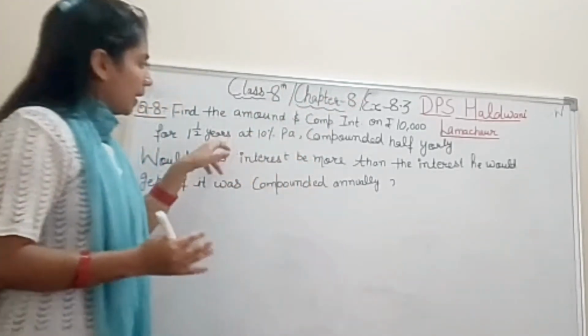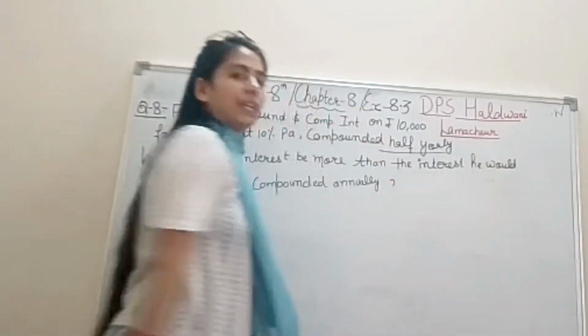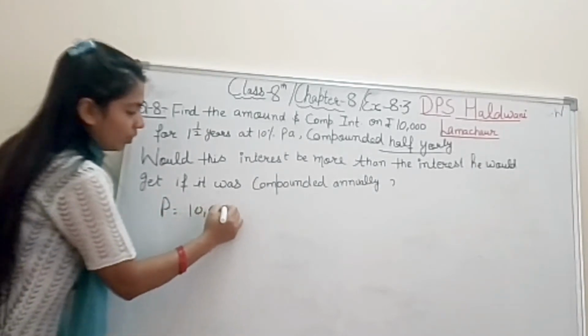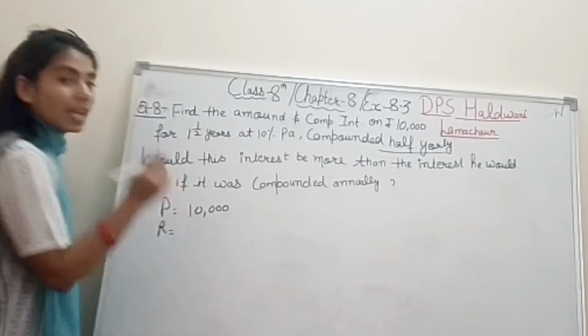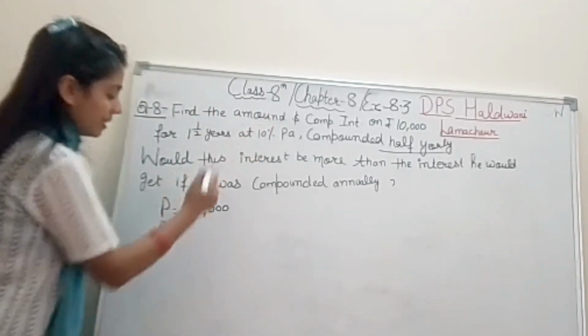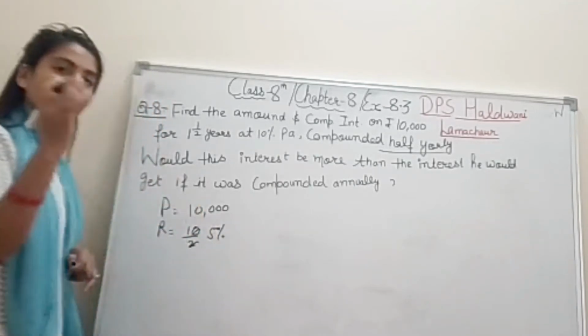Now condition. Condition is compounded half yearly. So it's understood, if it is half yearly, principal will be same. Principal will not change. Rate will be half. Divide by 2, half yearly rate is 10 by 2. So rate will be half, that is 5%.